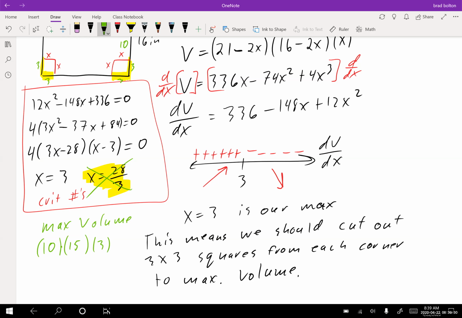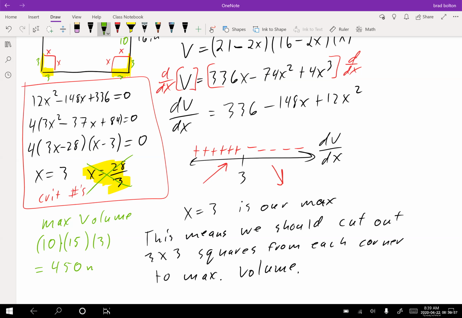So that would be what? 450. And this would be inches cubed. Okay, so that would be our max volume if they asked for that. They just asked us to find the square, but in case there's a homework problem or something that has a follow-up, what would the maximum volume be? Well, now you know. Okay, so this will definitely let us get started on optimization.